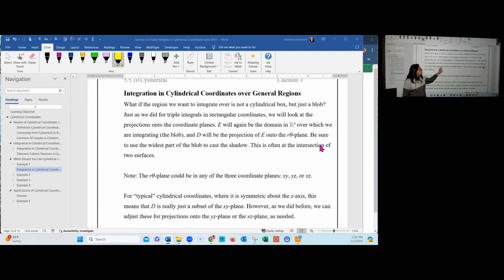Be sure to use the widest part of the blob to cast the shadow. That widest part is often found at the intersection of 2 or more surfaces. Let's go ahead and look now at what's going to happen.